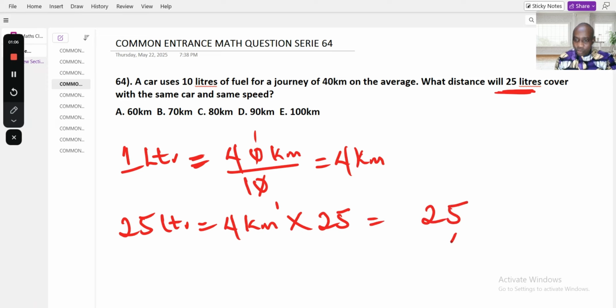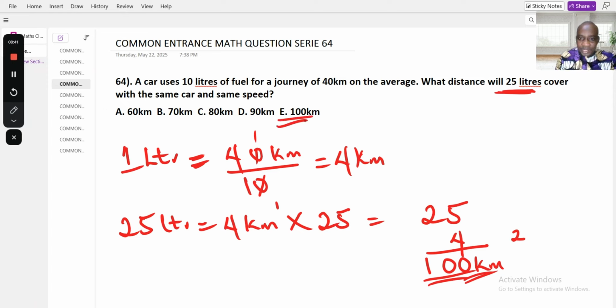25 multiplied by 4. 4 times 5, 20. 0, remainder 2. 4 times 2, 8, plus 2, 10. Therefore, it's going to cover what? 100 kilometers. That's what 25 liters of fuel is going to cover. Do you have 100 kilometers there? Yes, number E. Final answer is E. 25 liters of fuel is going to cover a distance of 100 kilometers. Let's move to the next question.